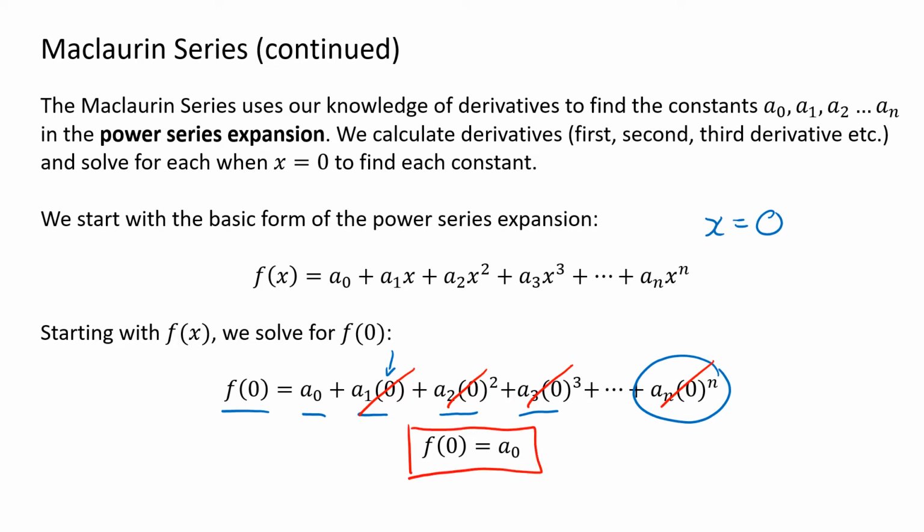What that means is our first constant can simply be found by taking the function and substituting in 0. To give you some perspective on this, if we were converting our function f of x, going back to it, it was 1 plus x.